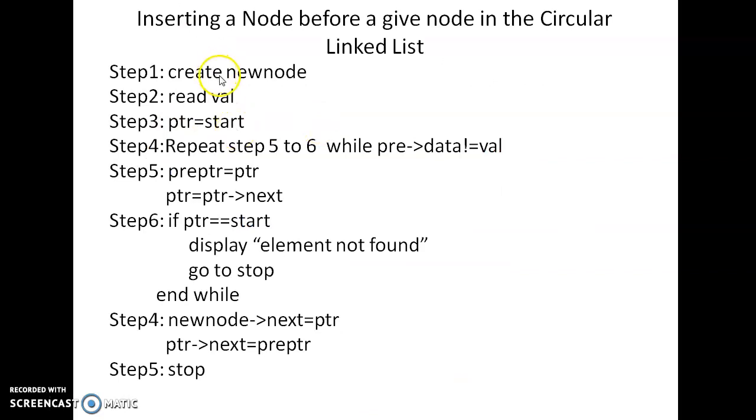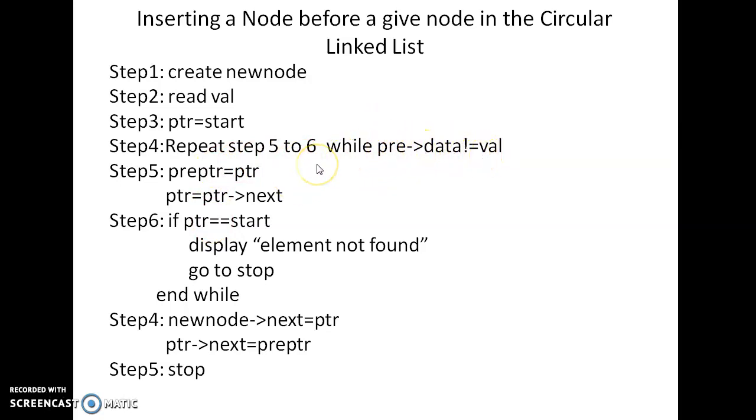I am creating the new node and I am reading the value of the node before which we want to insert, and I am starting the pointer at PTR equal to start, and I am repeating these two steps, that is 5 and 6, until PTR of data is equivalent to value. It is, PTR of data is not equivalent to value.